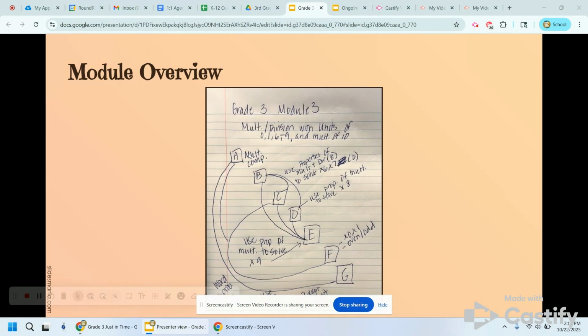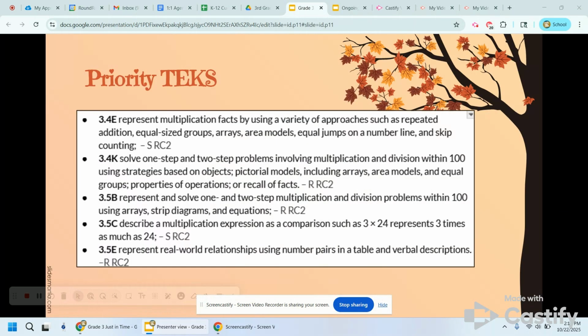You can see that topic A is connected to topic G because the focus of those two topics are word problems and how to apply the multiplication. And so just a quick little activity, glancing and making connections between the topics.